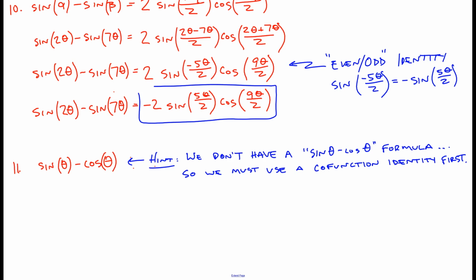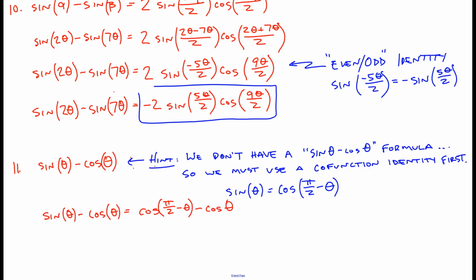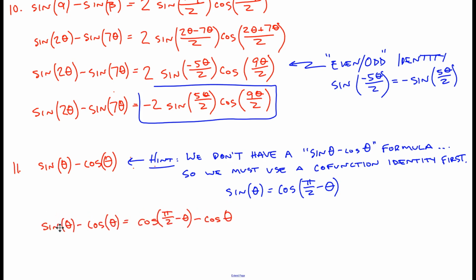Remember this, that the sine of theta is equal to the cosine of pi over 2 minus theta. That's a cofunction identity. And I'm going to use that to rewrite this in terms of a cosine minus a cosine. It's going to look like this. So I rewrite this problem as cosine of pi over 2 minus theta minus cosine theta. And from there, I can use my sum to product identity for cosine and see how this simplifies.